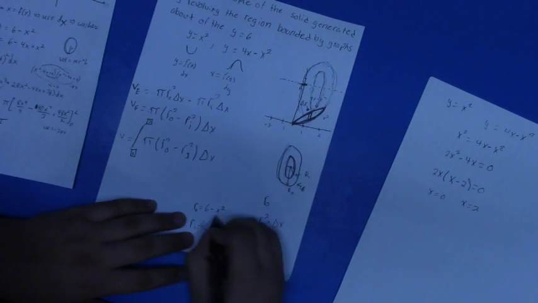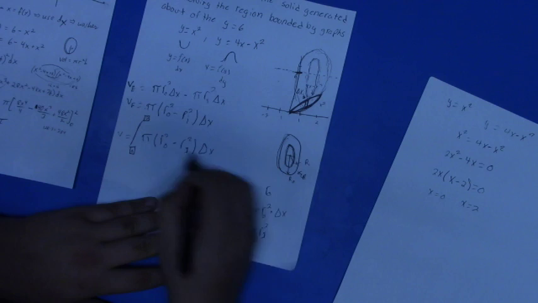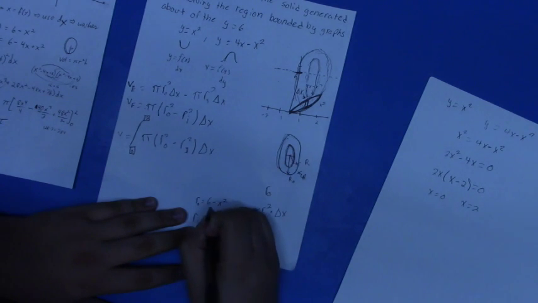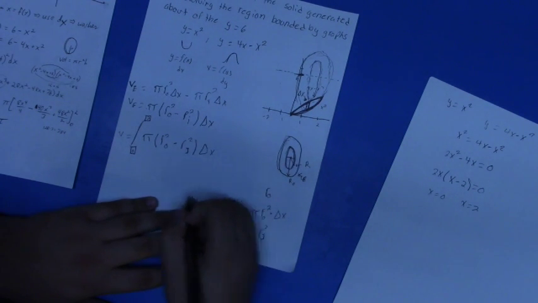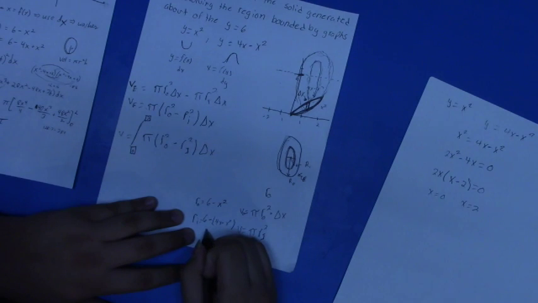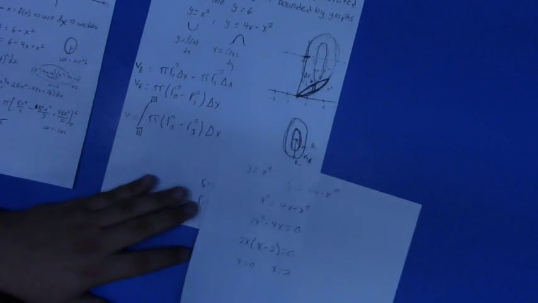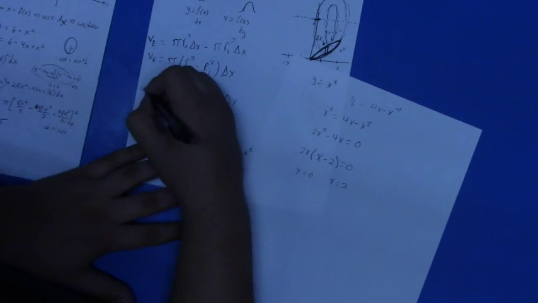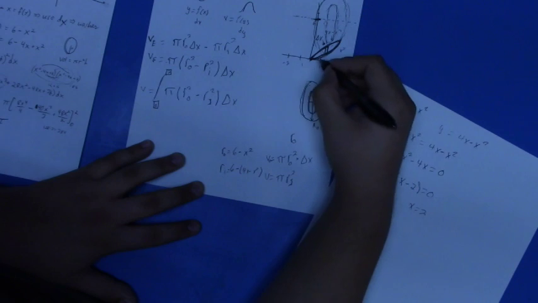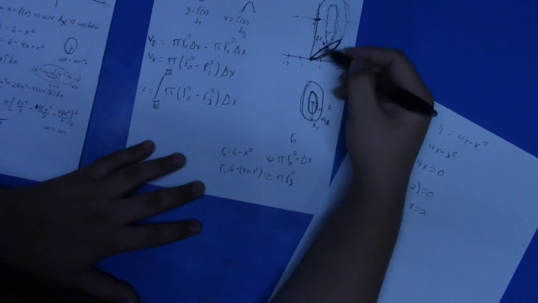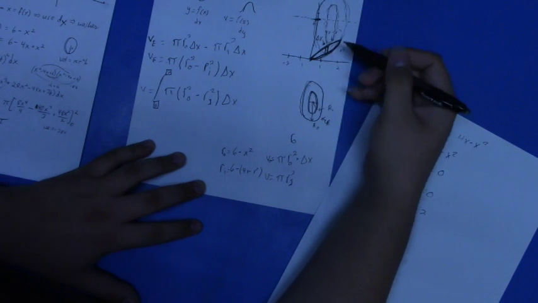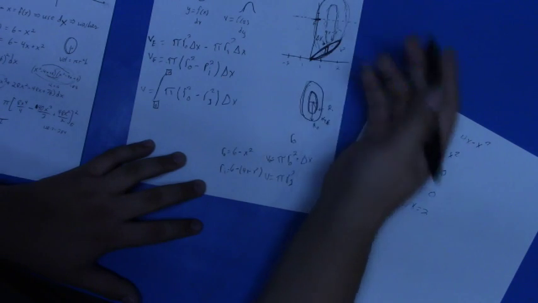Now as we worked out here, the radius is going to be 6 minus x squared for the outer, and the radius for the inner is going to be 6 minus 4x minus x squared. So we've got to plug that back into our integration. And again, we're running out of room, so I'm going to rewrite it down here. This is going to give us the volume of the solid region generated by rotating around y equals 6.